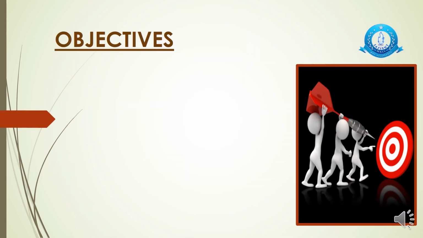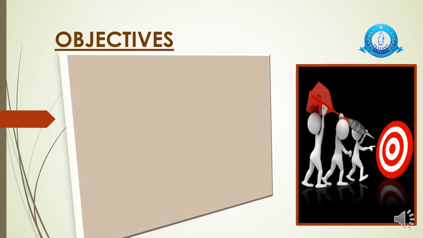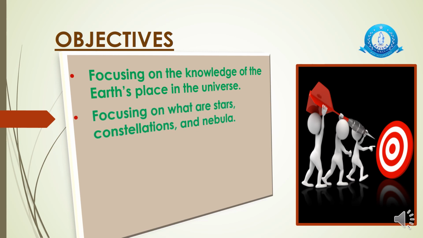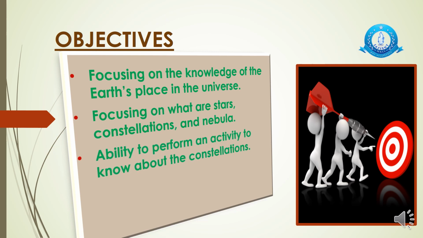Let's check out what the objectives of this lecture are. What you are going to study is the knowledge of the Earth's place in the universe as a part of a solar system. We'll also focus on what stars are, what constellations are, and what a nebula is. We'll perform an activity to know more about the constellations. That will be your home task, and we'll also describe how stars formed and the role of nebula in the formation of a star. So it's going to be really interesting.